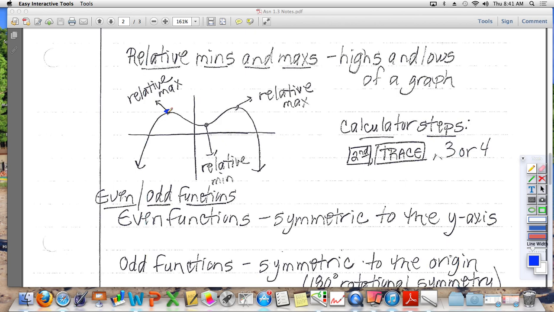This point right here being a maximum. This one right here being a maximum. And then, of course, this point right here being a minimum. They're maximums when you hit the highest point of a curve. Minimums when you hit the lowest point of a curve.